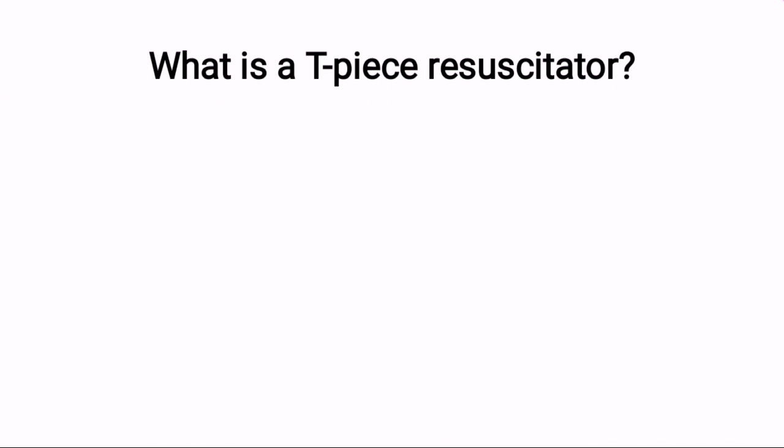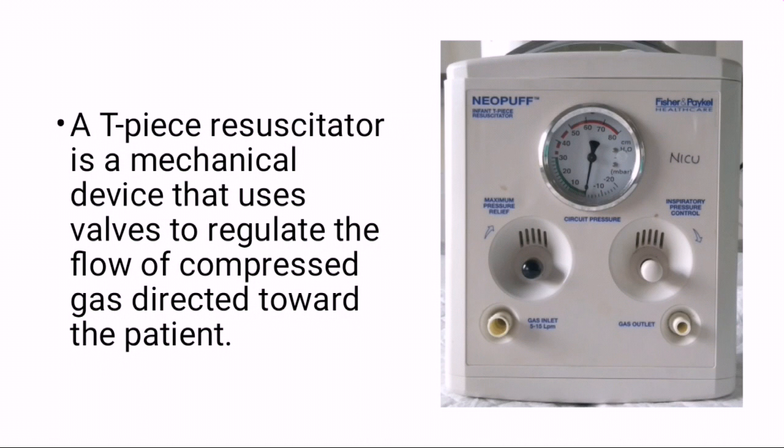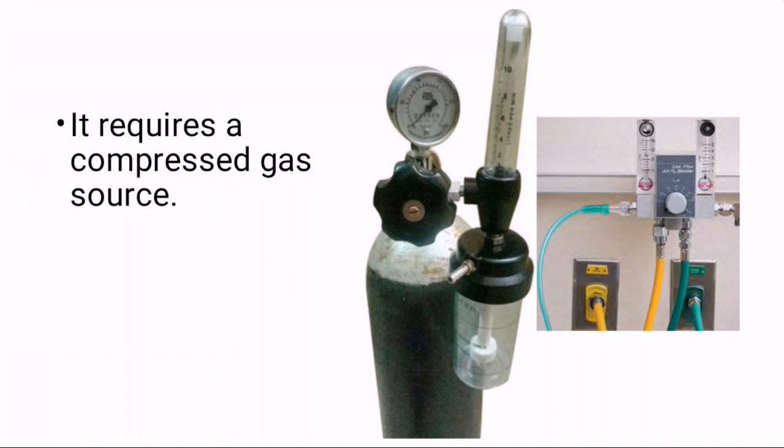If we see the T-piece resuscitator, here we can see this is the machine. So what is it? It is a mechanical device that uses valves to regulate the flow of compressed gas directed towards the patient. Compressed gas can be provided by the centralized system or by the cylinder. Which gas can be used? We can use oxygen, which is FiO2 of 100%, or we can use air, which is FiO2 of 21%. We can also use a blender. The blender will mix oxygen and air and give a range of FiO2 between 21 to 100%.